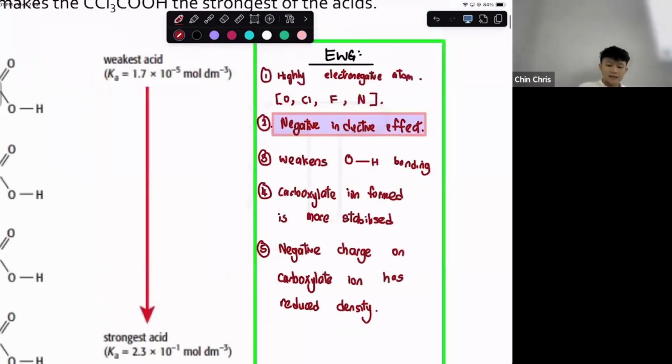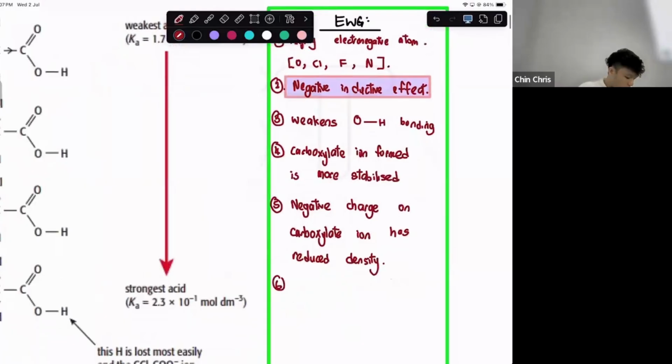Alright, guys, next. Last one. Do you get a stronger acid or weaker acid? Stronger acid. Well done. That's it. So always remember, when you have EWG, you always have a stronger acid. Clear?